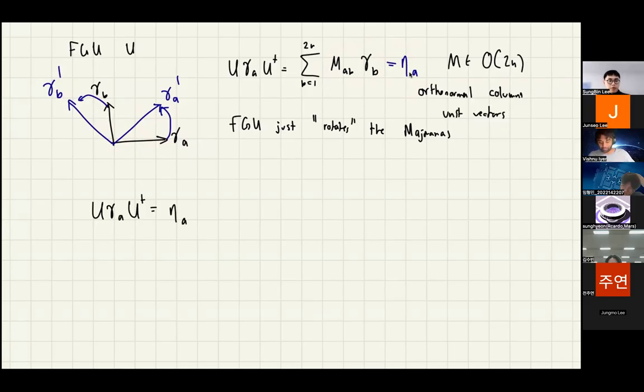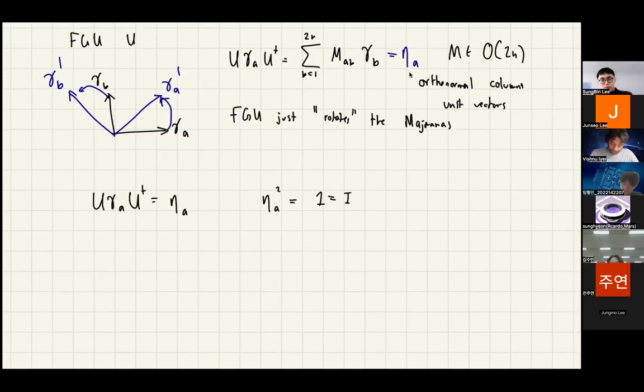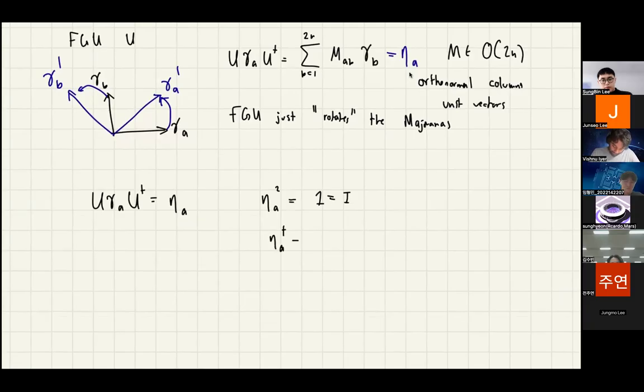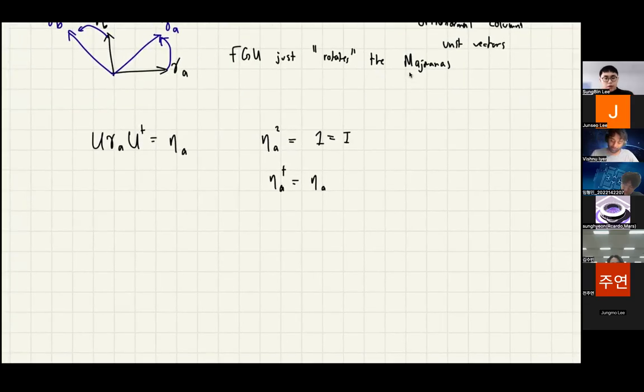We can still think of these eta sub A. How can we write these? We still have eta sub A squared equals the identity. We still have eta sub A dagger equals eta sub A. And we still have that eta A eta B equals negative eta B eta A.